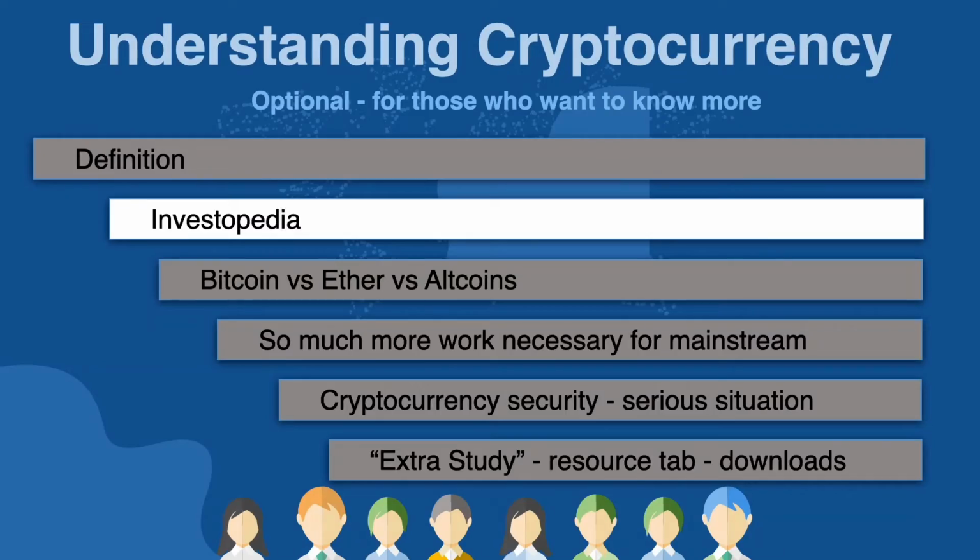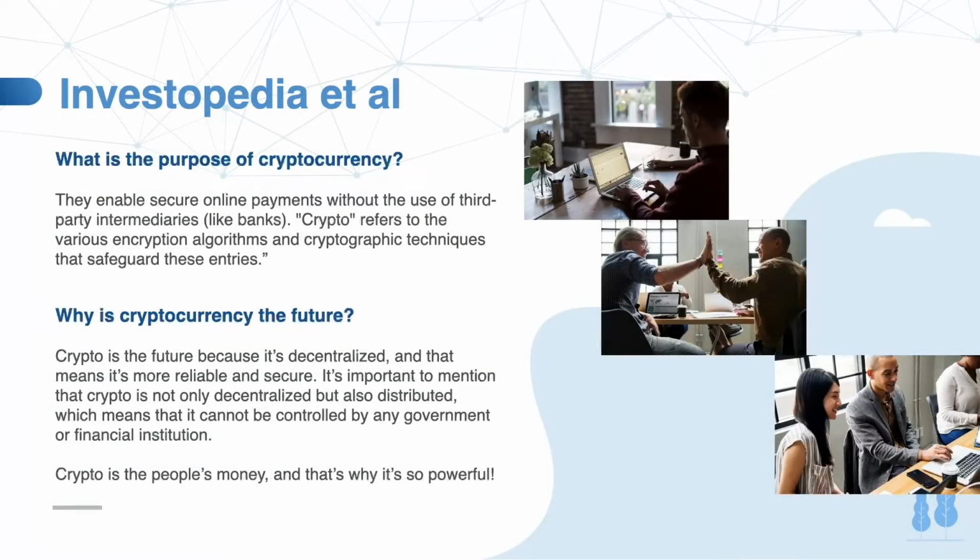Now, Investopedia answers the question of what's the purpose? And the purpose is mainly the future being decentralized, which simply means it's more reliable, secure, and it can't be controlled by the government and/or banks, as much of our lives is currently controlled. This creates an international platform for people around the world to use cryptocurrency without having to deal with their government.